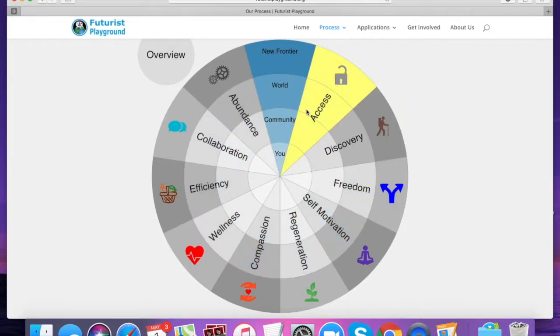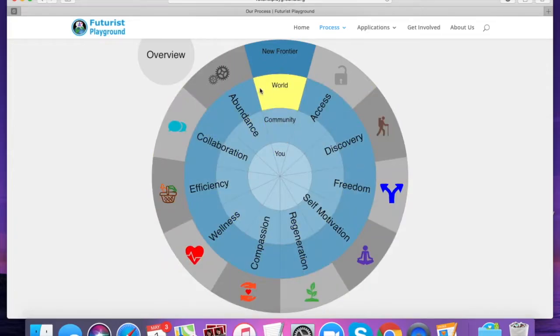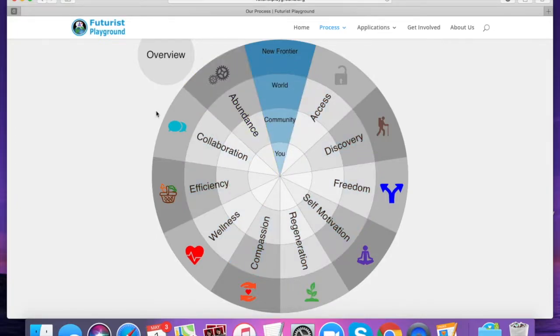And so the idea behind it is we have the values we decided upon, which this is the Futurist Playground's version, and we have a holonic structure. And we want the decisions that we make to be in alignment with our values, not just our value of efficiency and how much money we can make off of it, but also our values of, is it collaborative? Does it produce discovery, access, freedom, regeneration, compassion?